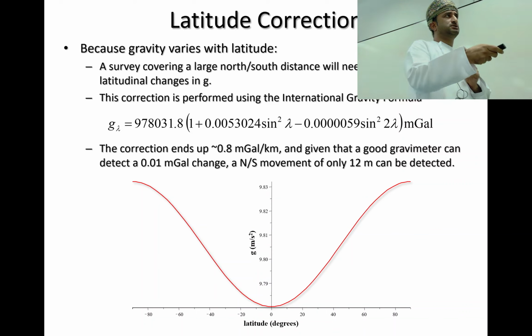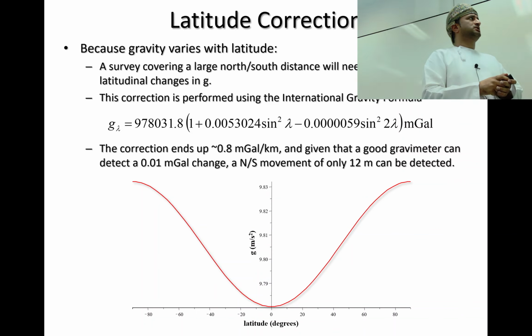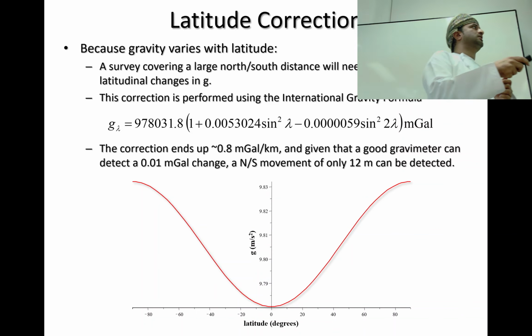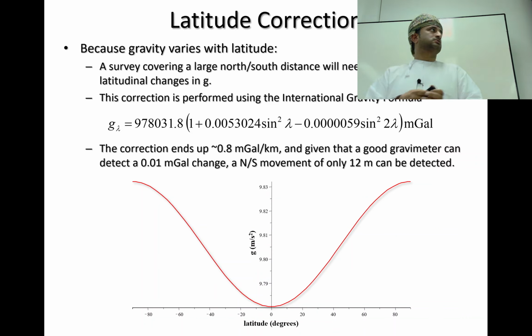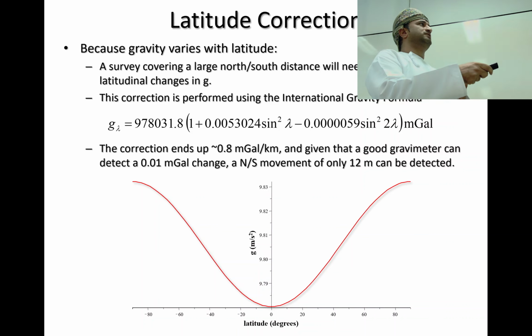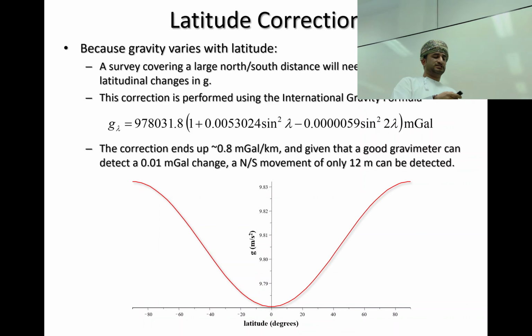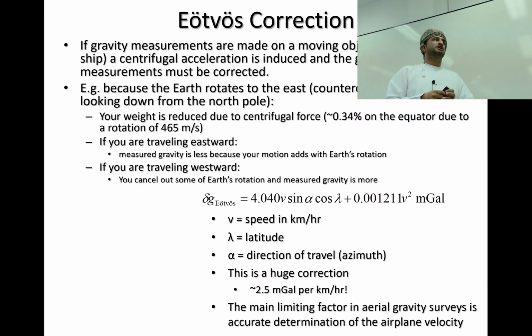It follows this long equation. You don't need to change anything. The input parameter is only latitude. You change the latitude: that's the latitude, sine of latitude, squared sine of latitude. Then it comes to the Eotvos corrections.